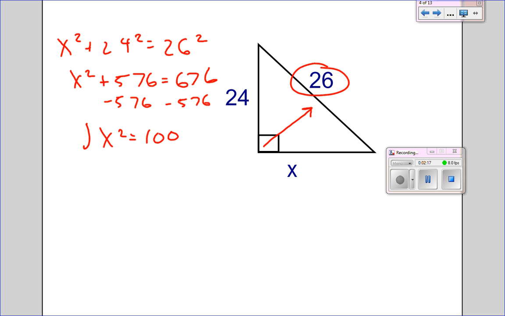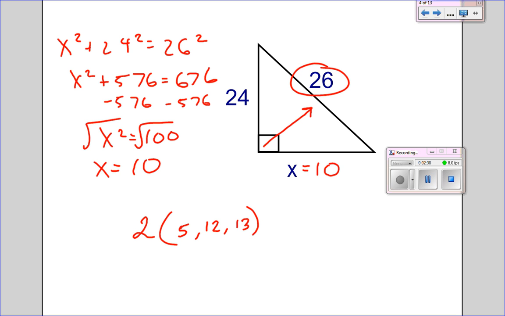How do you get rid of a square? Square root it. So x equals 10. So this side is 10. If you had recognized that 24 and 26 were both divisible by 2, you would have seen the numbers 12 and 13. 24 divided by 2 is 12. 26 divided by 2 is 13. And you remember the triple 5, 12, 13, but the scale factor was 2. So the x would have been 2 times 5, which is 10.